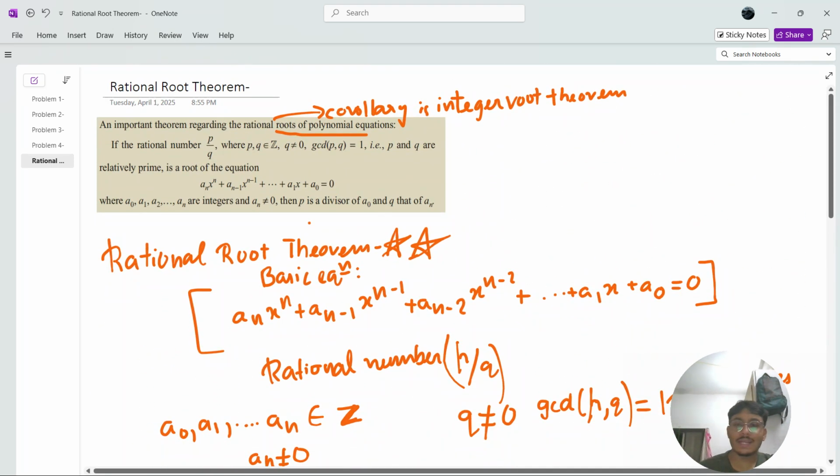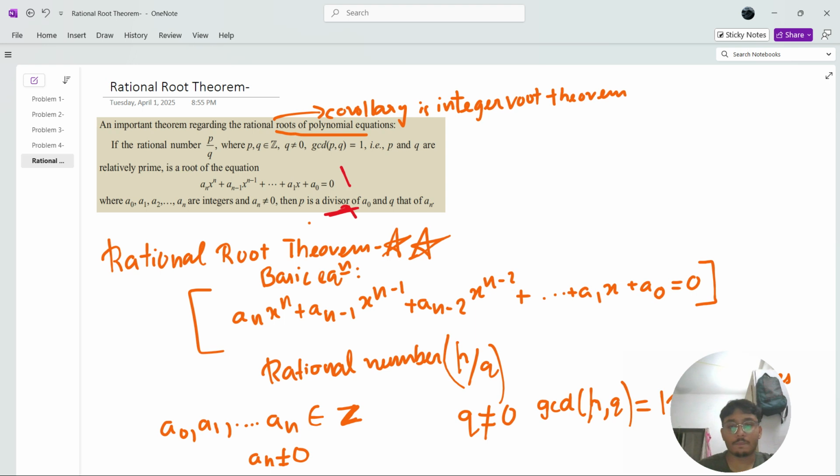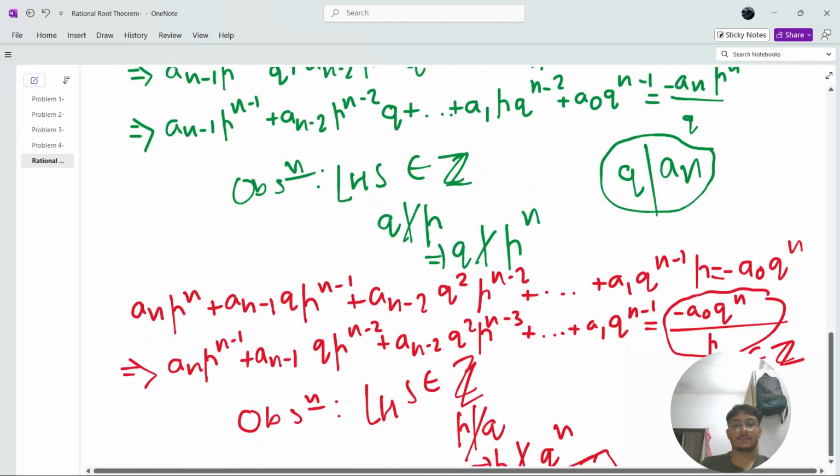These are my two claims which I had made. That is, p is a divisor of a_0, that is, your p divides a_0 and q divides a_n. So these were my two claims and I have successfully proven them.